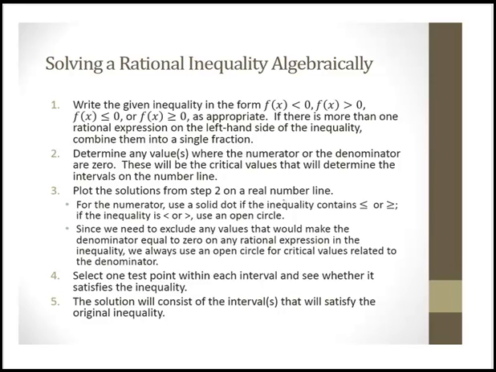We plot the solutions from step 2 on the real number line. For the numerator, we're going to use solid dots if the inequality was less than or equal to or greater than or equal to, and we use open circles if the inequality was strictly less than or greater than. We exclude any values that would make the denominator equal to 0. And so we always use an open circle for critical values related to the denominator. Then we select test points, and we see which regions satisfy the original inequality.